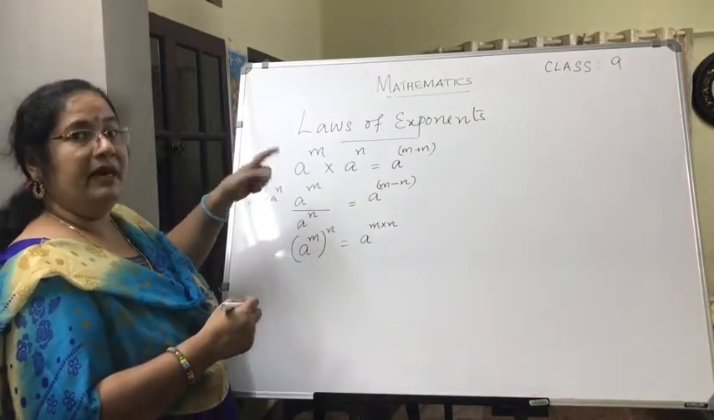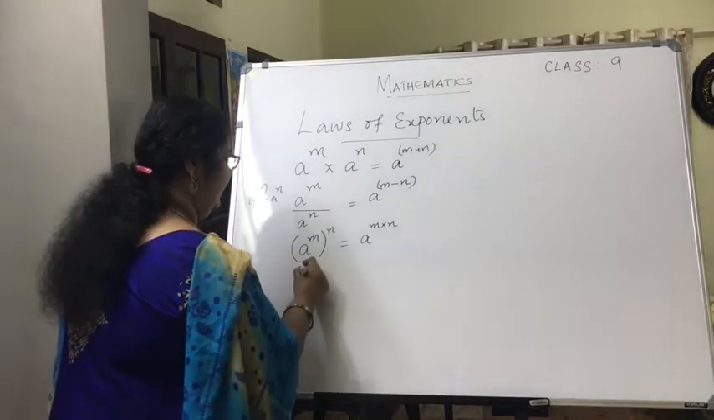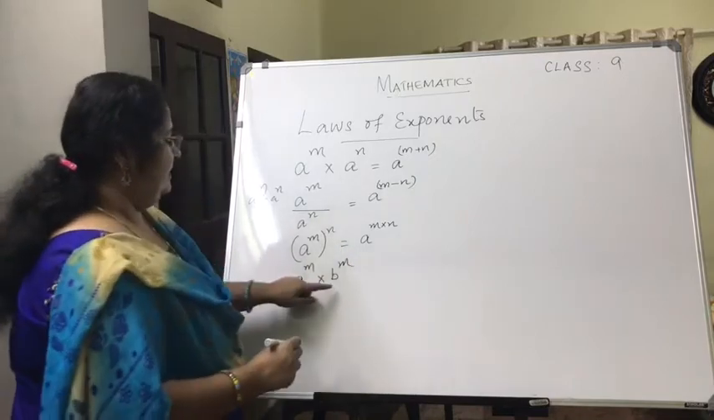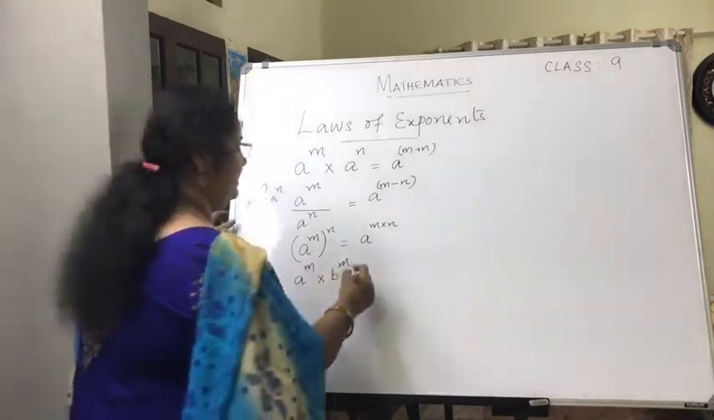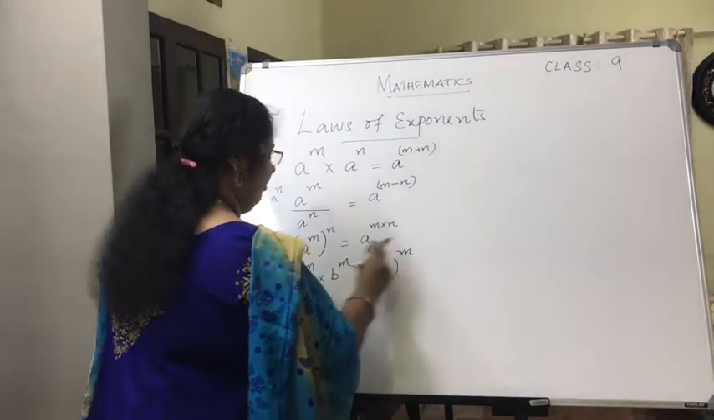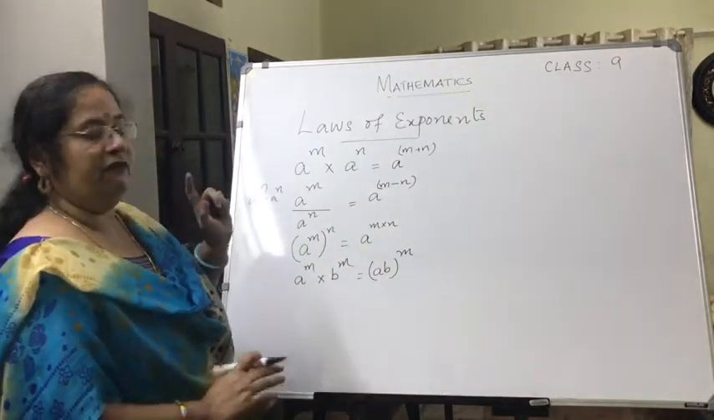Now the next set of laws is for when the bases are different and the powers are the same. So there you have a raised to m into b raised to m. Base is different, power is same. A raised to m into b raised to m is ab the whole raised to m. Product of the bases raised to the common power.